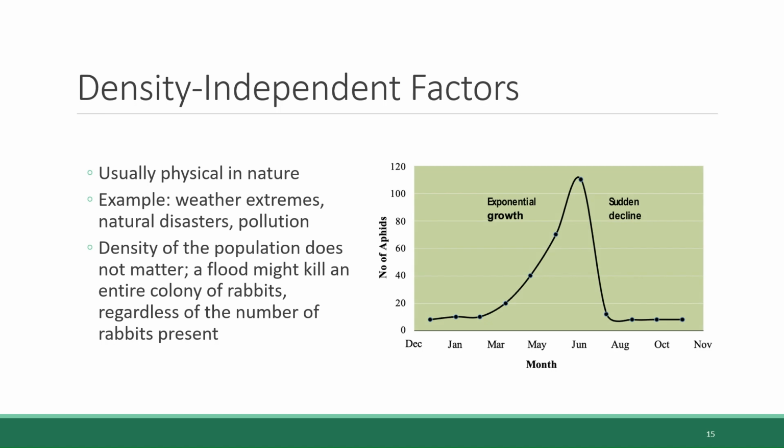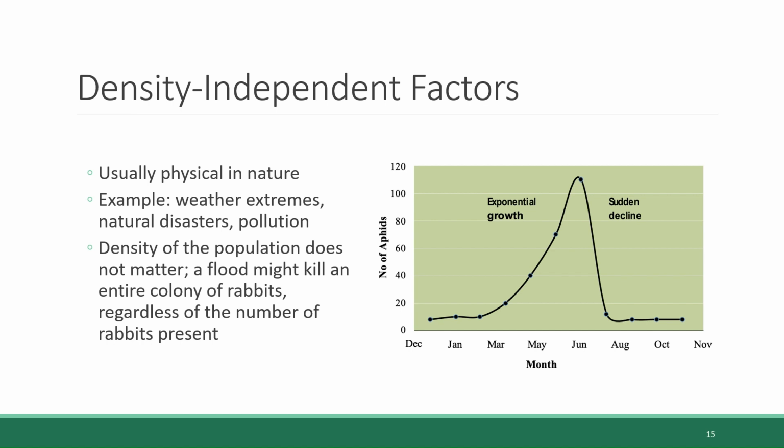Another example is shown in this graph. This shows the numbers of aphids, which is a type of insect, in a population over the course of the year. You can see that the population peaks during the summer and then steeply drops off, and that's because they are sensitive to the cold. So when nighttime temperatures start dropping, the aphids start dying. It doesn't matter how dense their population is, the cold will kill them regardless.